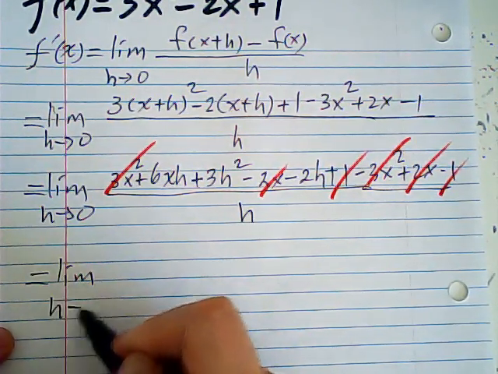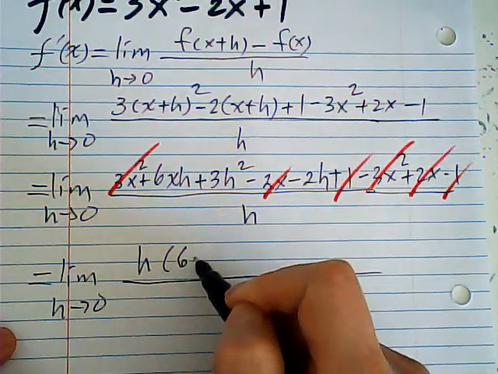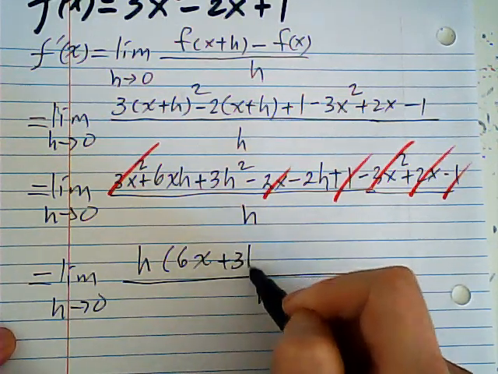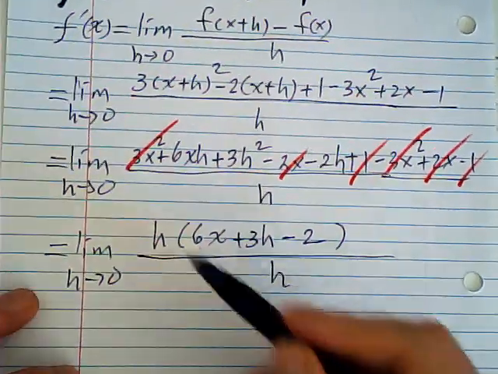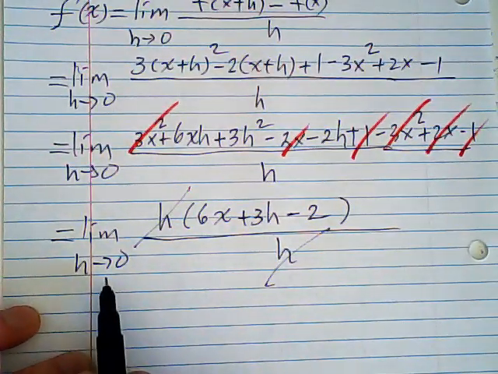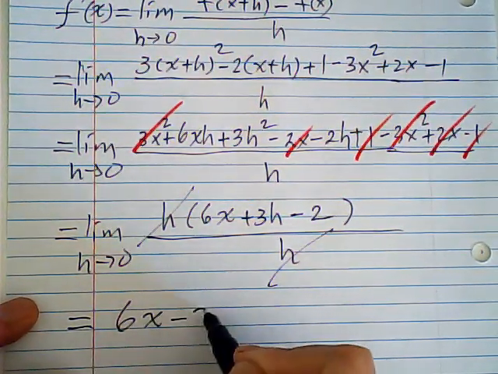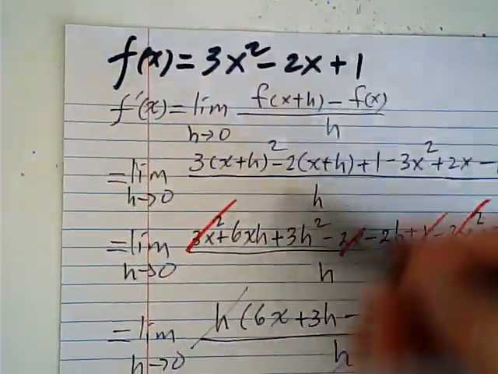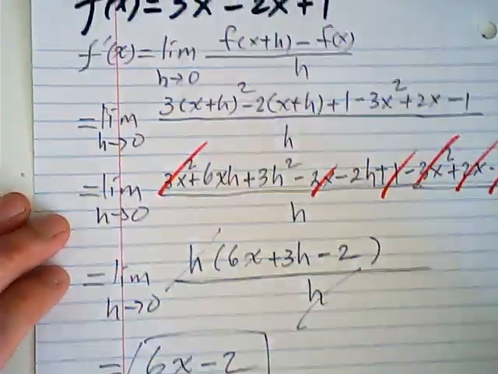the limit as h goes to 0 is h. H is a common factor. You have 6x plus 3h minus 2, right? That's it. Then cancel with the h. Take the limit as h goes to 0. Left over is 6x minus 2. So that is my derivative of this function. So I find the derivative of this f of x with respect to x using the definition. There's no formula.